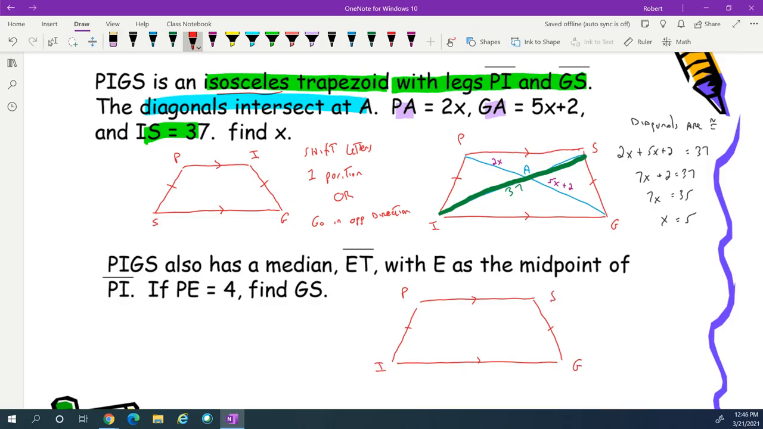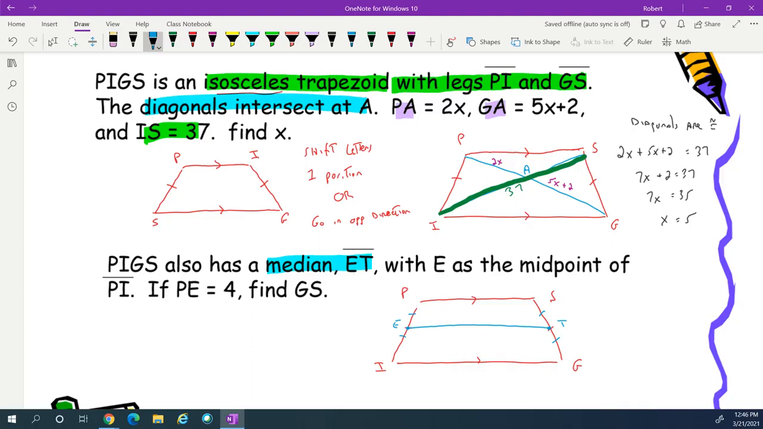We have a median called ET. Well, let's think about a median. A median connects the midpoints on the two sides. So now we split those legs in half. Remember, the legs were congruent. Now we bisected both of them, so all four little pieces are congruent. E is the midpoint of PI. That means T is on the other side. So we need to read this slowly and draw one little piece at a time.